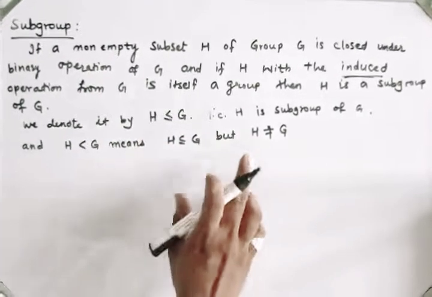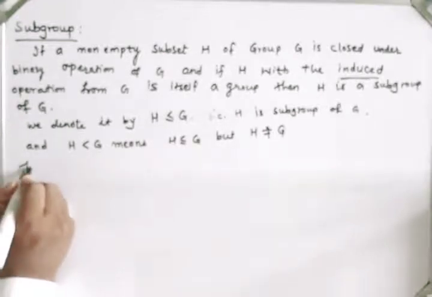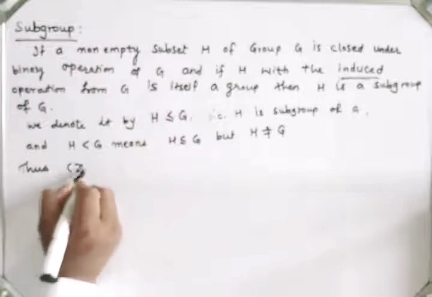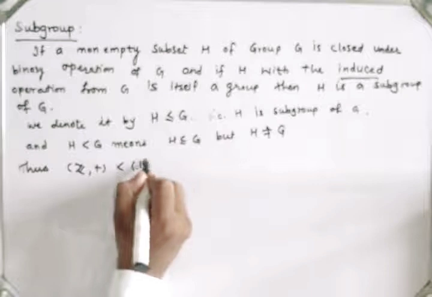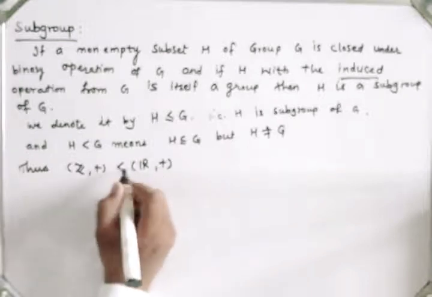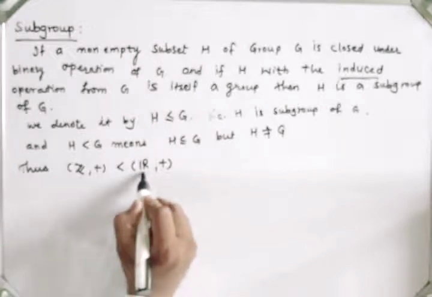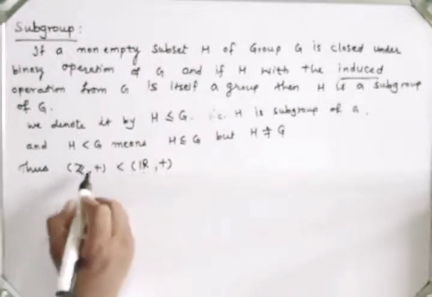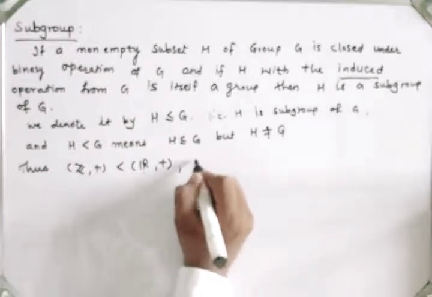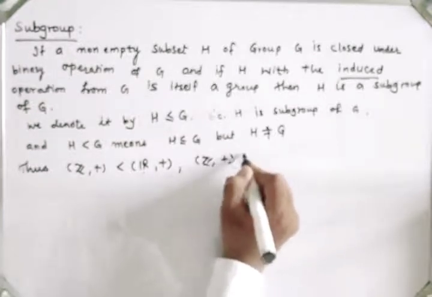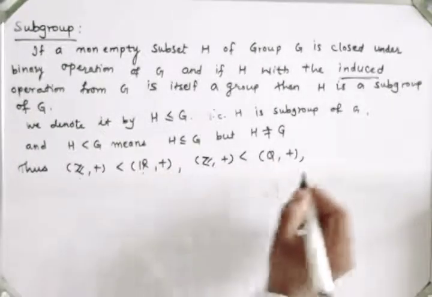So this is the notation for subgroups. Now for example, the set of integers under addition is a subgroup of real numbers under addition. So subgroup means what? Here the set of integers and the reals are not the same. So we say that Z under addition is a subgroup of R under addition. Set of integers under addition is a subgroup of set of rational numbers under addition.